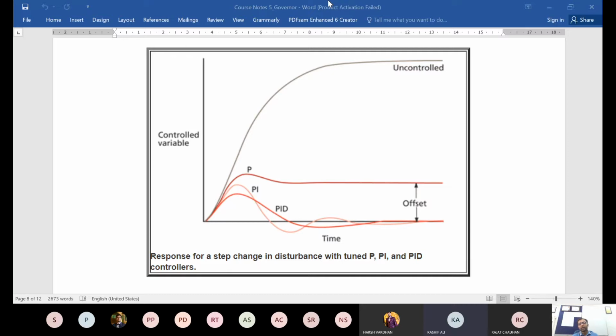So ideally it should be PID, the three together. If you want to improve just the response, and you can live with the offset, then you can go for a PD controller also, but that is also not really preferred, because offset is something which we want to avoid. We don't want to have an error at the final settling. Yes, sir. So usually PID or PI are the most common ones.